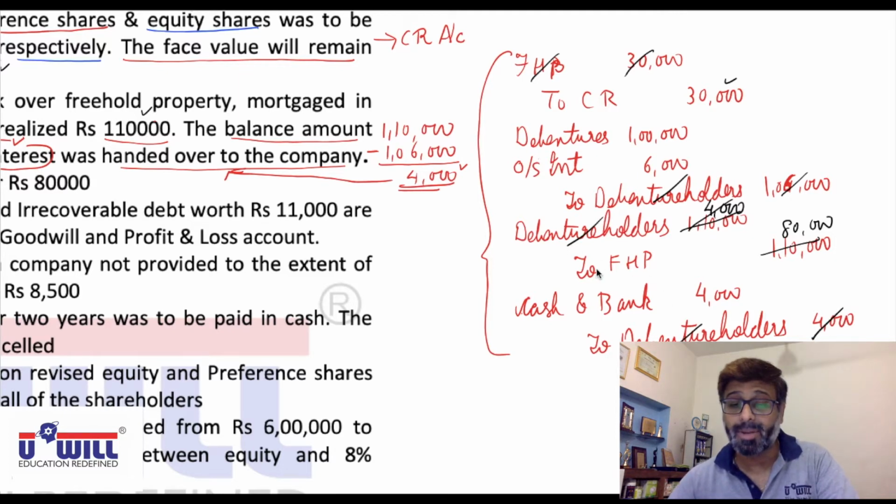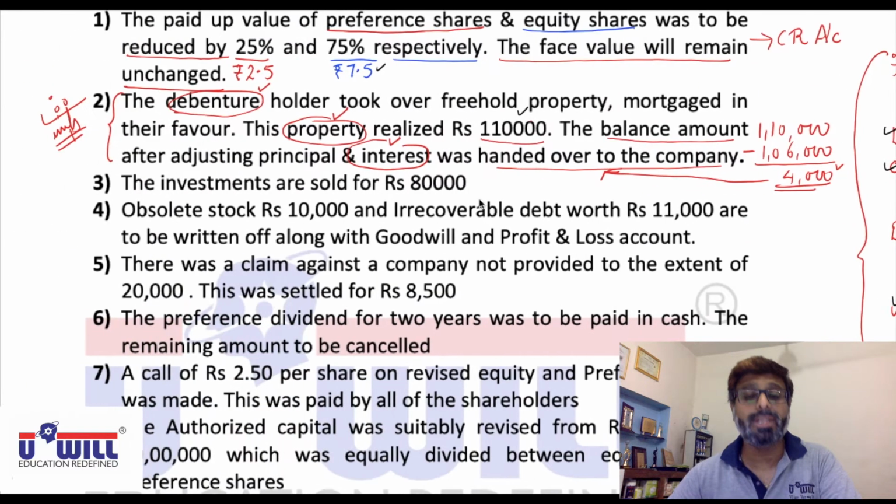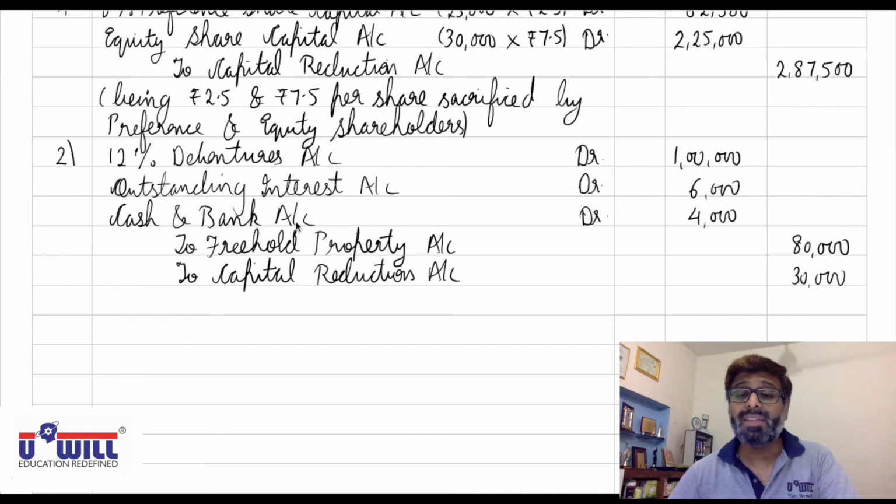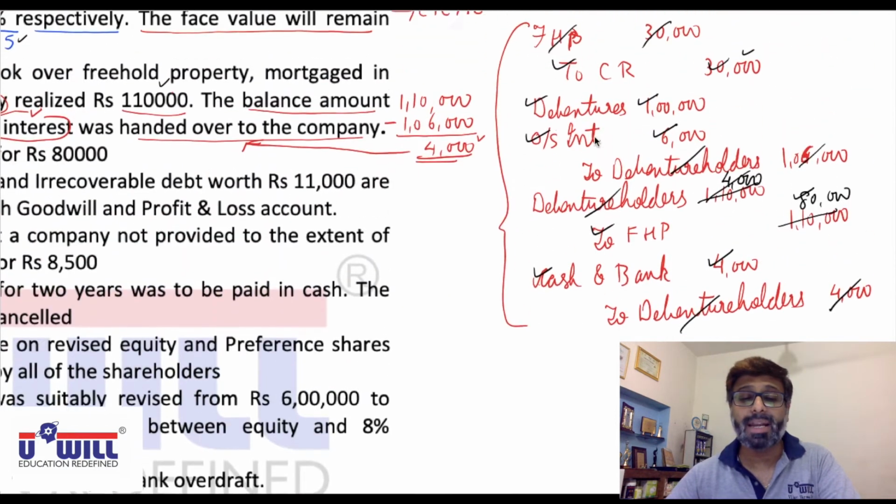So what is the combined entry? Debentures account debit 1 lakh, outstanding interest account debit 6,000, cash and bank account debit 4,000, to freehold property account 80,000, to capital reduction account 30,000. That is what we have passed over here. Whatever is the combined entry of these 4, we have directly passed it over here.